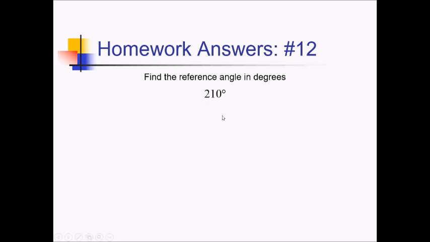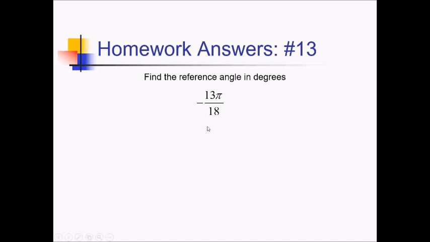On this problem, I want the reference angle for 210 degrees. So I'm asking, what is the distance between this and the closest x-axis angle, which is 180. So to find the distance from this to 180, we do 210 minus 180, which is 30 degrees.